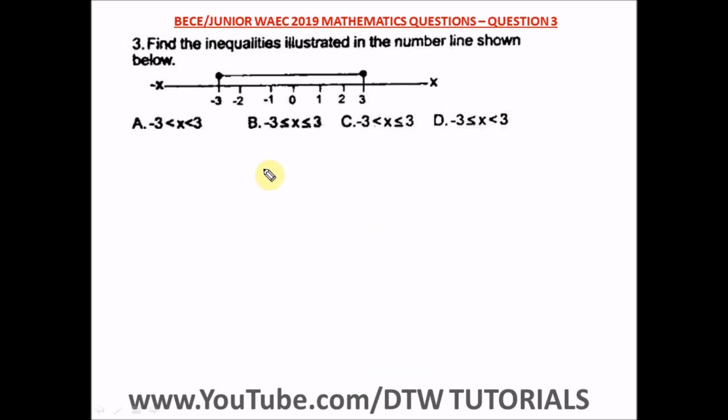Question 3 of the BECE Junior WAEC 2019 mathematics past question. It says, find the inequalities illustrated in the number line shown below. And remember number line, I hope you remember number line. When you have a dark shade here, it means it is either greater than or equal to, or less than or equal to.